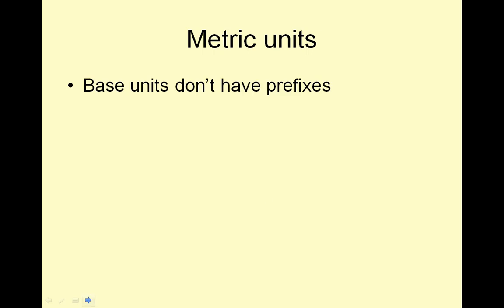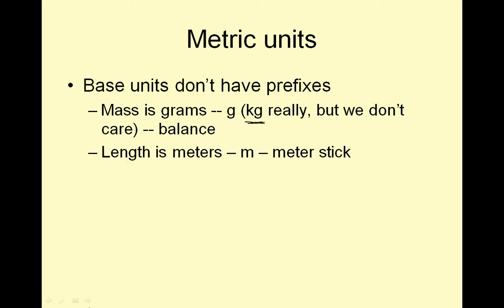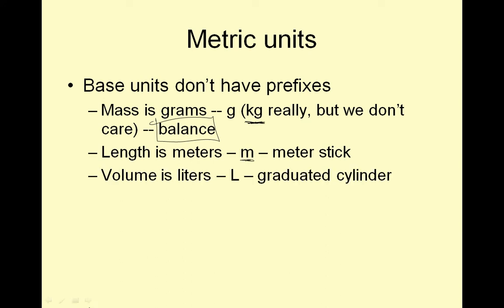Metric units. Base units don't have prefixes. So mass is in grams. Really, it's kilograms, but we're going to pretend that it's grams. And it's measured with a balance. Length is in meters. Base unit is m. And that's a meter stick or a ruler. Volume is in liters, which is L. We use a graduated cylinder.